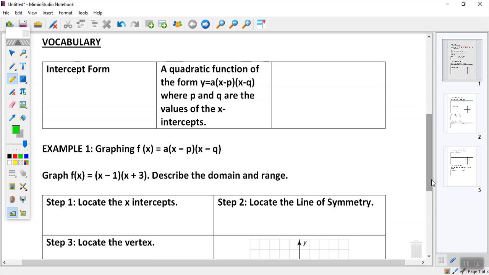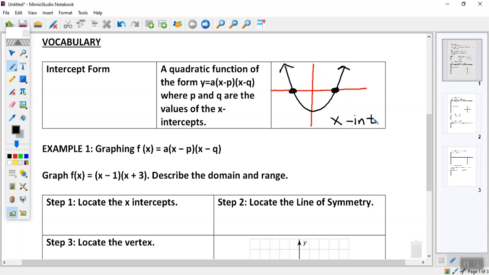Intercept form. Anybody want to read that for me? Quadratic function of the form y equals a times x minus p times x minus q. P and q are the values of x. Okay, so what we're really going to focus on today, kids, in intercept form is this. If we have a quadratic that's graphed, say maybe this right here, we're really worried about this point and this point. We want to know what are the x-intercept values. Okay, that's all we're really talking about.